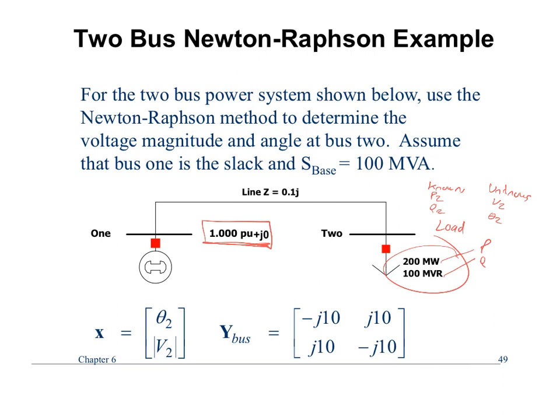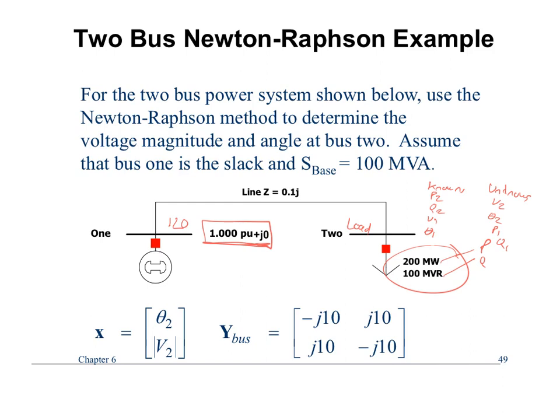Let me move load to the other side to give myself a little bit of space. Bus 1. Do I know anything at bus 1? I know the voltage, 1 at an angle of 0. So I know V1 and theta 1. I don't know P1 or Q1.